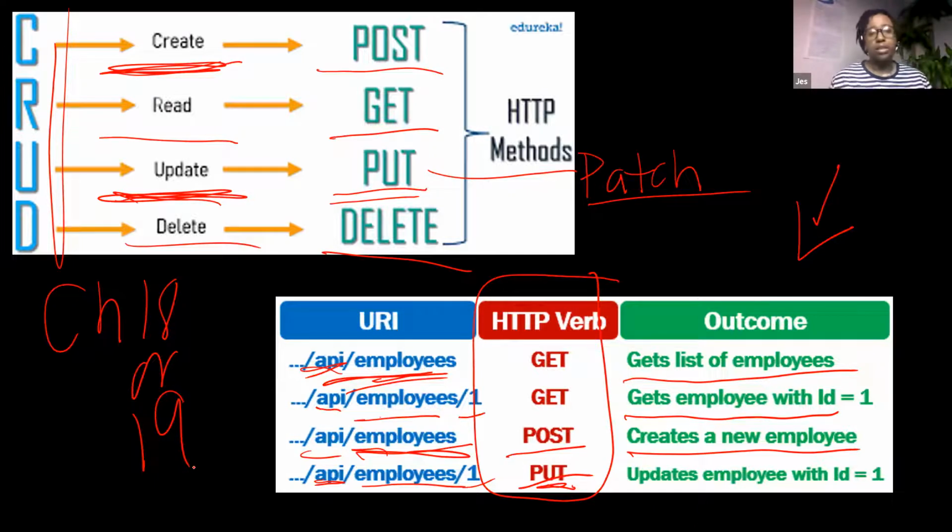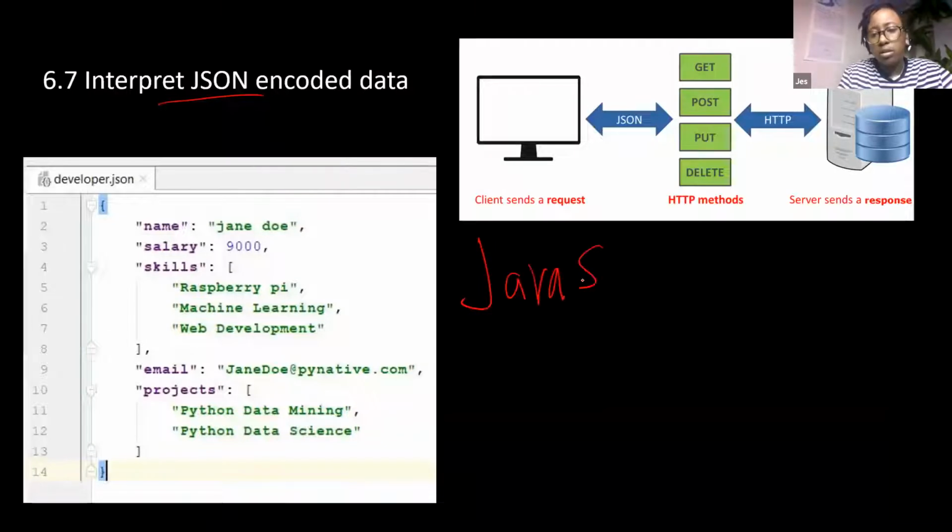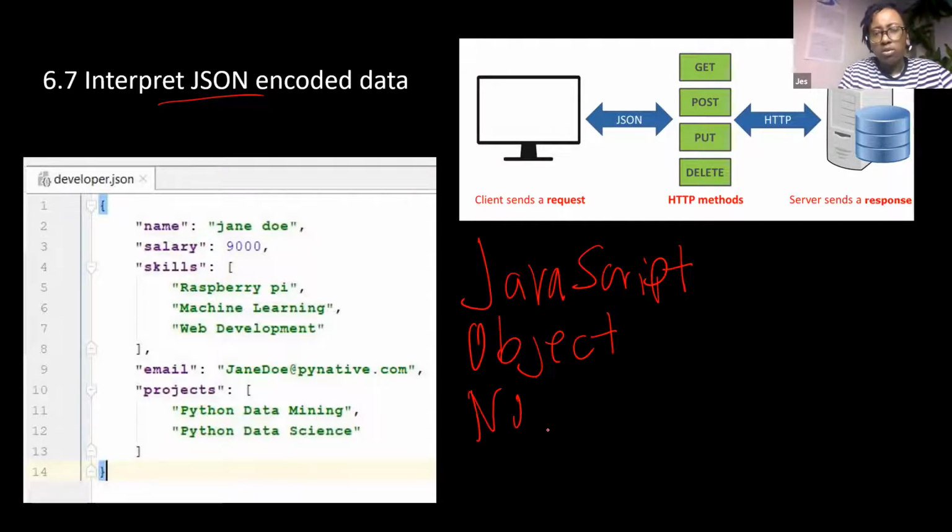Now, before we even stop this lesson, I want to go into JSON. Encoded data, we want to learn how to interpret it. So JSON is the abbreviation for JavaScript Object Notation. You all know I don't know how to spell notation, okay? Let me get that out. Notation. That's what JSON is.